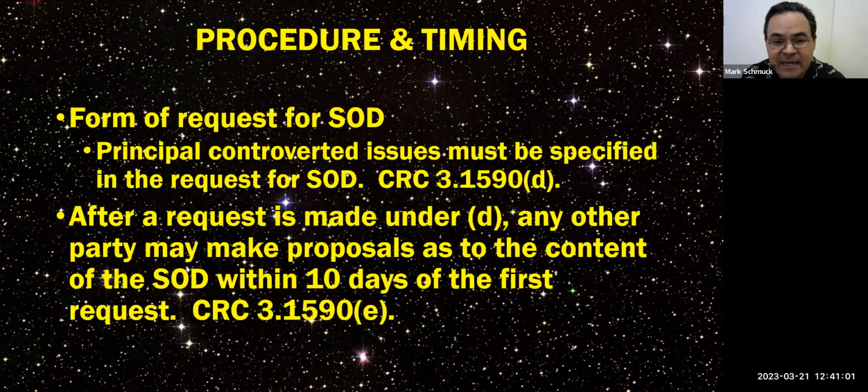After a request is made under 3.1590D, any other party may make proposals as to the content of the statement of decision within 10 days of the first request, and that is 10 calendar days, not 10 court days.